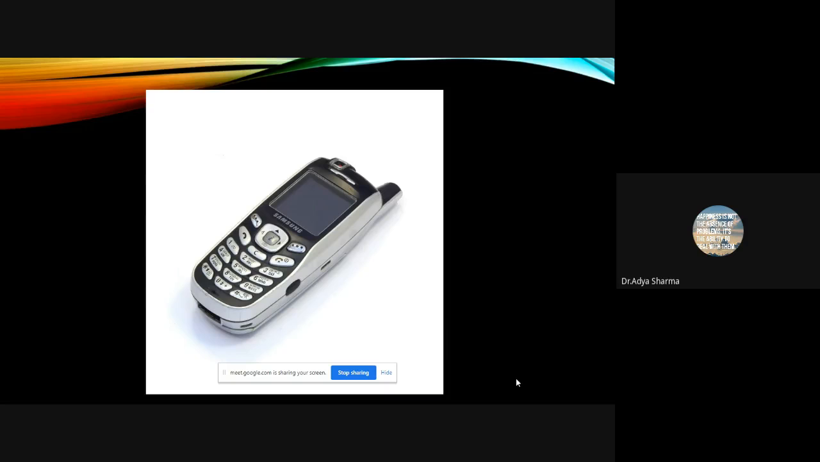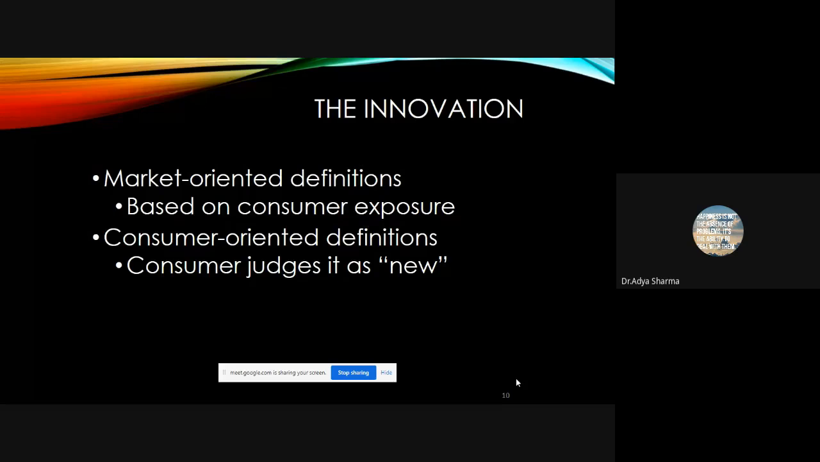Okay, so innovation can be from a product point of view. It can be discontinuous, continuous, or dynamically continuous. While innovation can also be described from a market-oriented definition. Now, what does that mean?